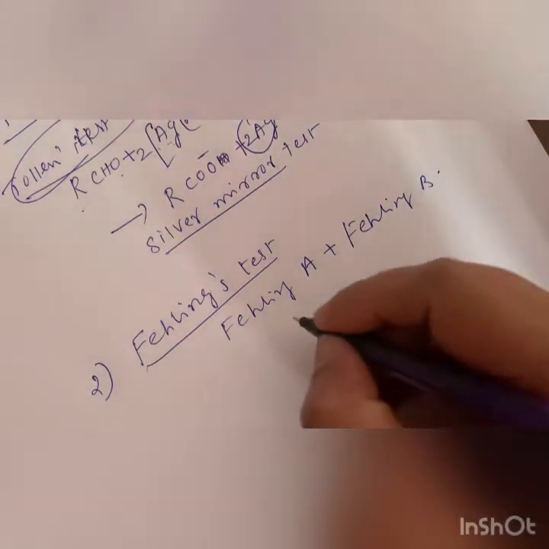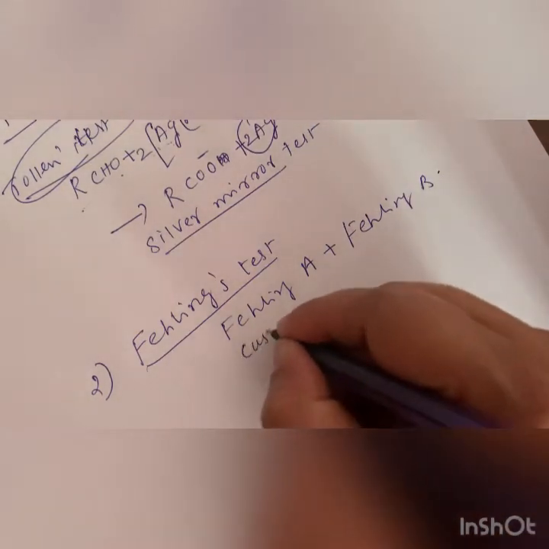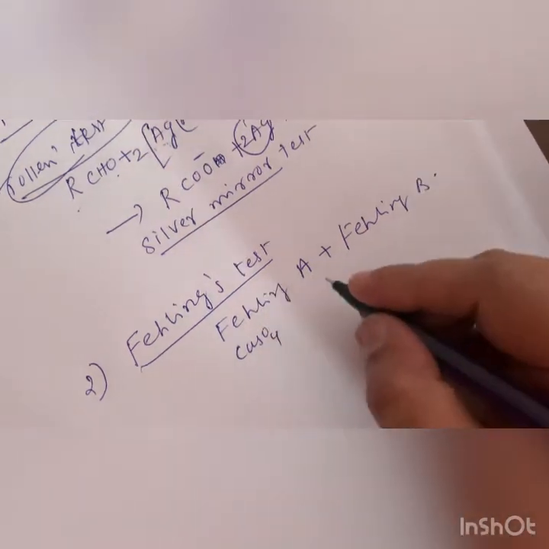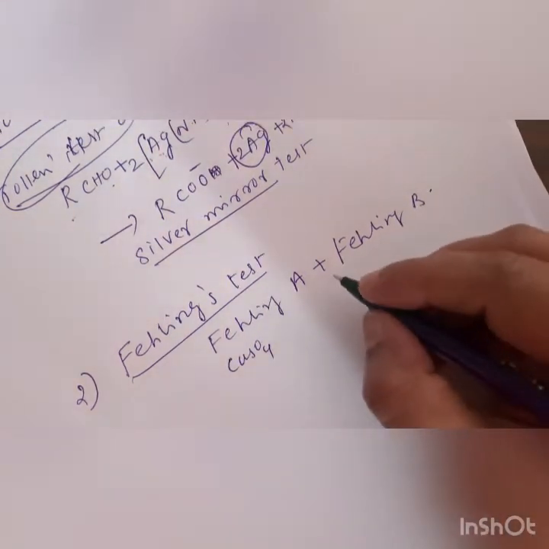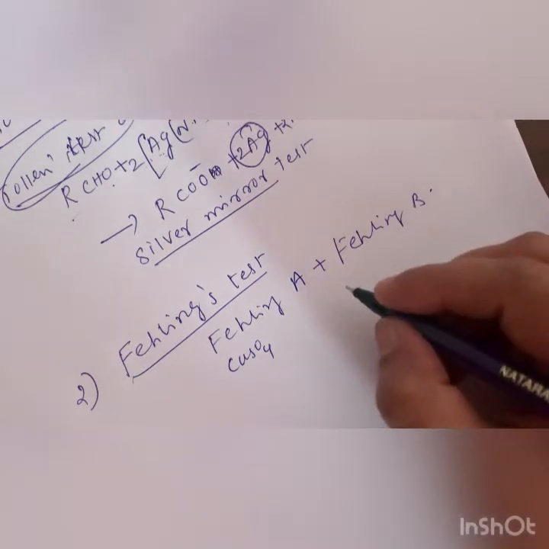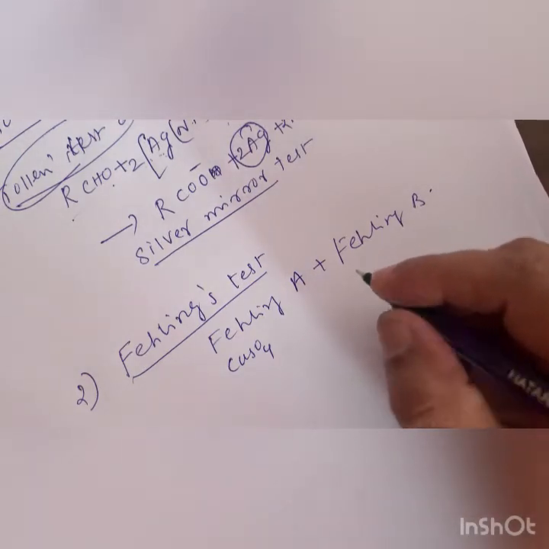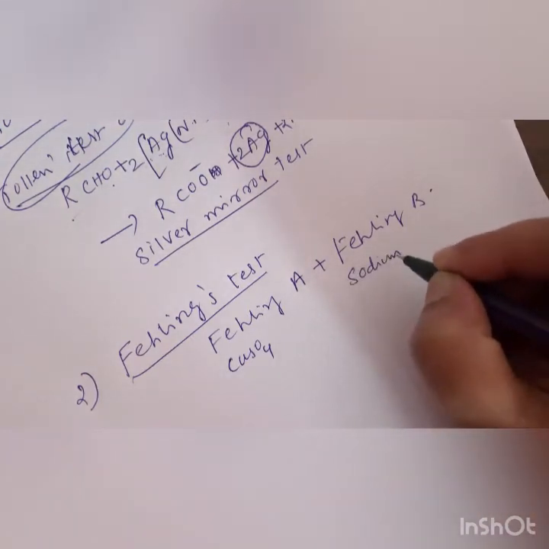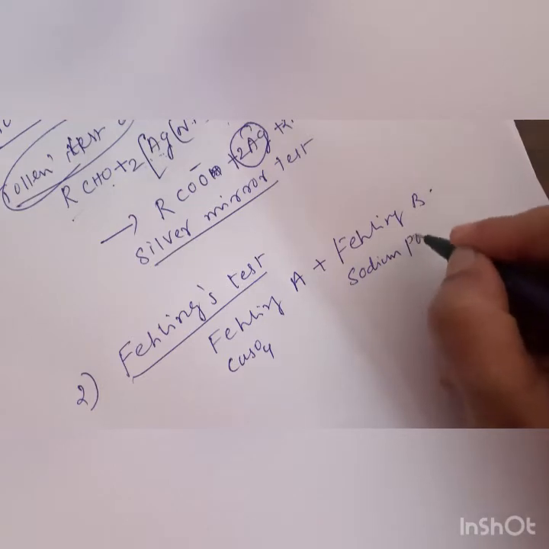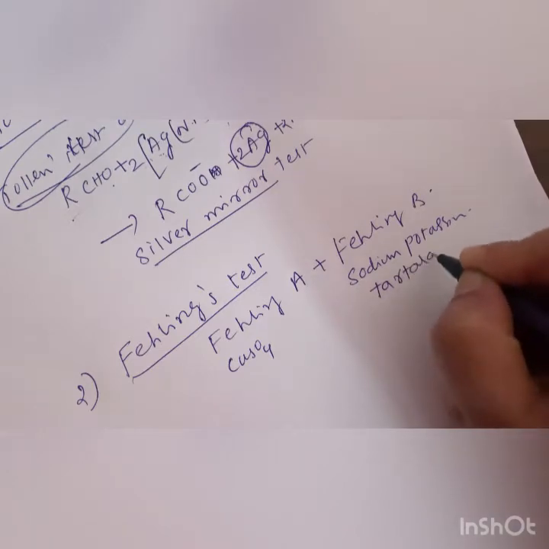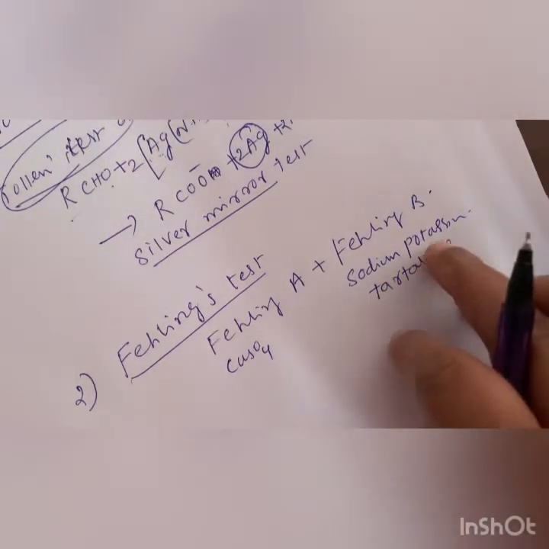So what is Fehling A? Fehling A is nothing but an aqueous solution of copper sulfate, CuSO4. And Fehling B is the potassium salt of tartaric acid, sodium potassium tartrate. So what is Fehling B? It is an alkaline sodium potassium tartrate salt, that is Fehling B.